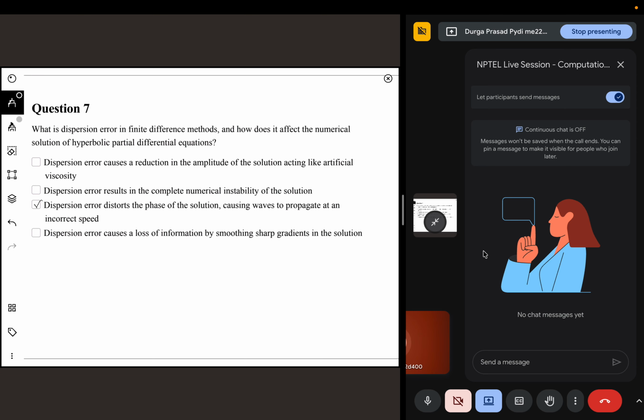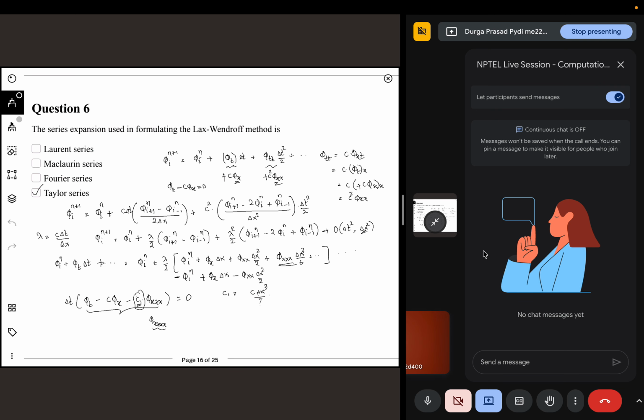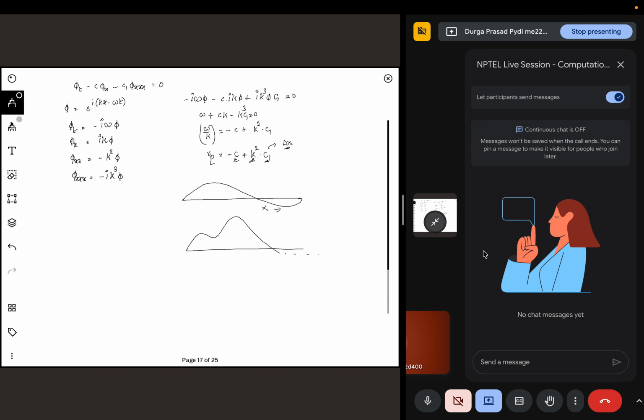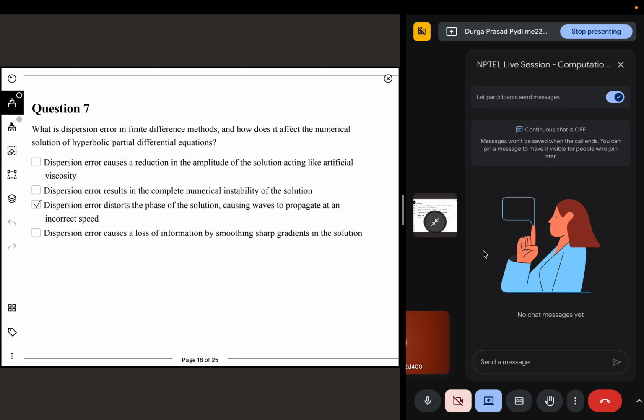For example, you can just take this particular scheme that we discussed just now, the Lax-Wendroff method. This is actually a stable scheme. It's an explicit method, and it is stable. Lambda less than or equal to 1 is the stability criterion. It is actually a stable scheme, but it has dispersion. So the errors won't continuously go on as long as lambda is maintained to be less than or equal to 1.